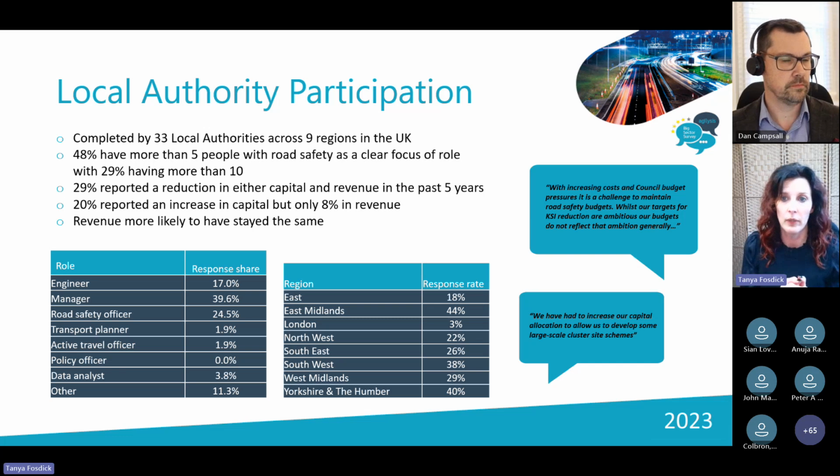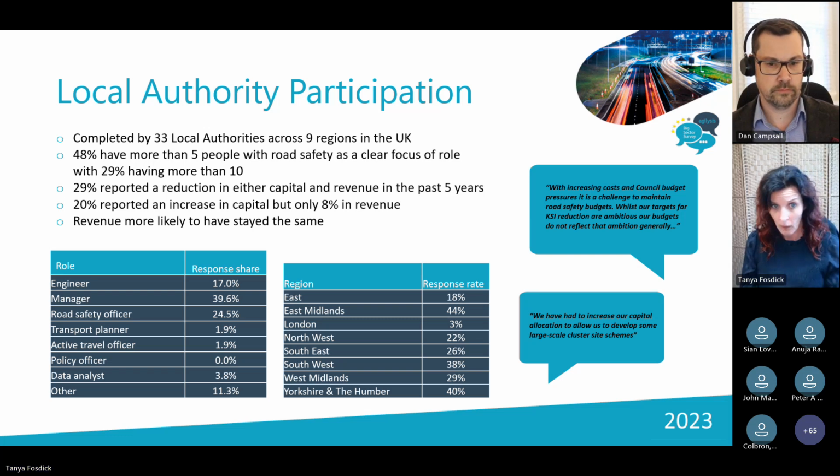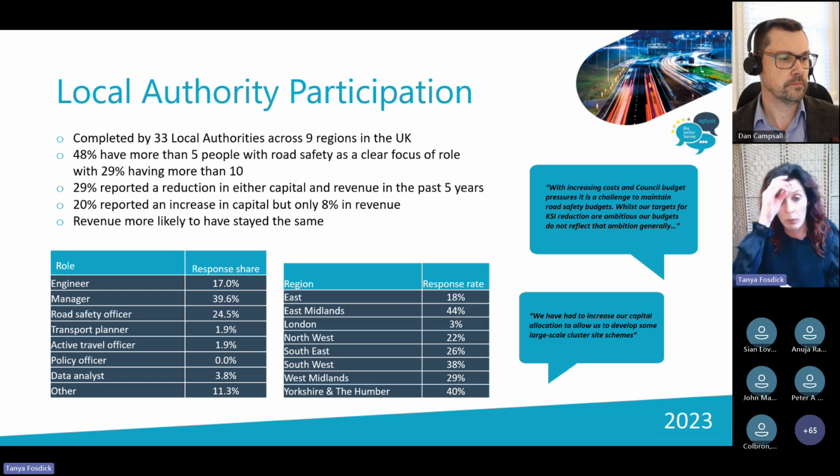But before we talk about those new organisations, let's look at some of the people in the room that I can see will have participated last year as well, and compare where we're at. So local authority participation: you can see on here we had 33 local authorities from 9 different regions who took part, with half of them having more than 5 people with a dedicated role in road safety. Now, that's actually slightly fewer than we had last time. So there's a slightly lower percentage of people having bigger teams, which is interesting.